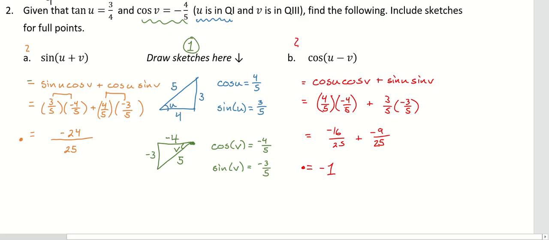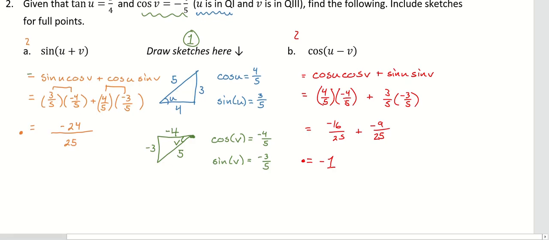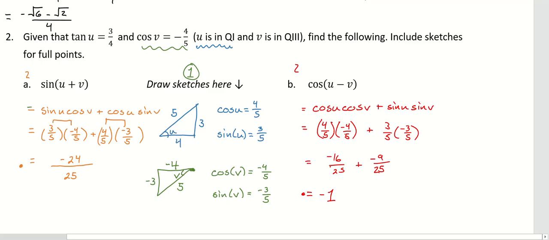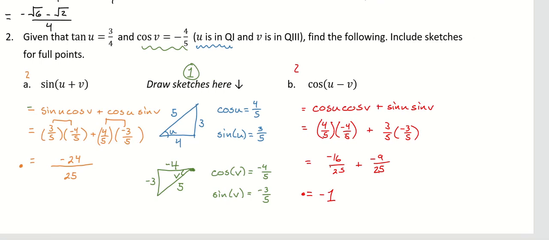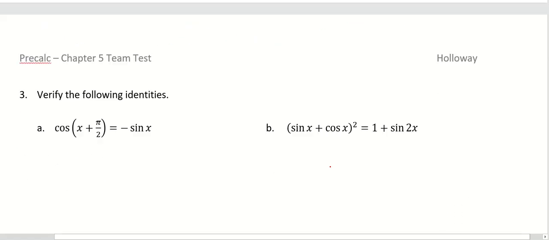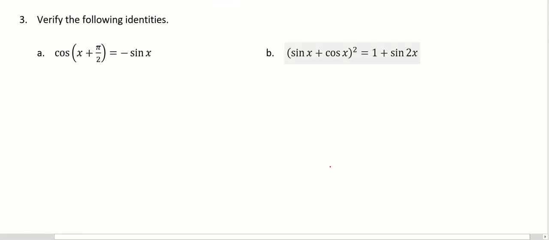Did you use the values from your photo or from your picture, your sketch, or however you want to word it? And did you get the right answer in the end? Cool. Baller. So this was totally worth 5 points in the end. Awesome. All right. So moving on to the next one, we are verifying some identities.